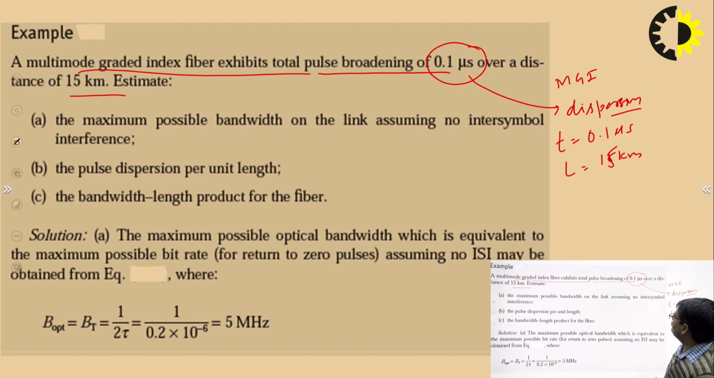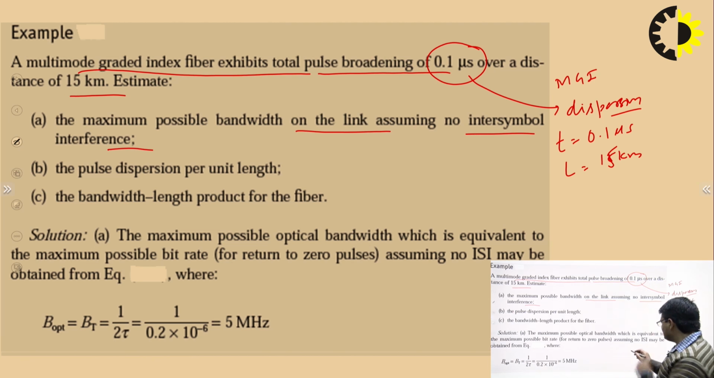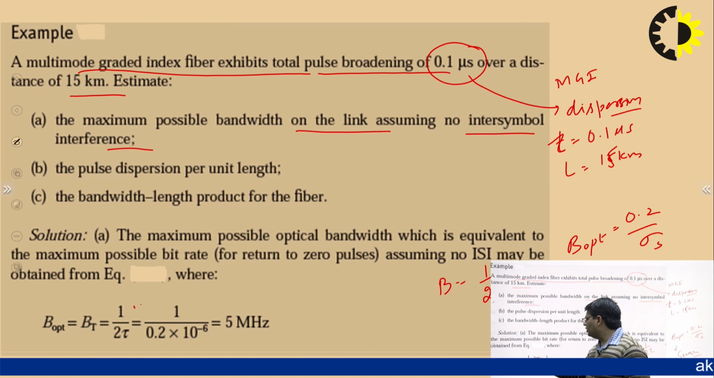So we have to calculate the maximum possible bandwidth on the link assuming no intersymbol interference. The maximum bandwidth is given as B equal to 1 upon 2 tau. In the case of a Gaussian pulse we can take the optimum bandwidth as 0.2 over sigma, where sigma is the RMS pulse broadening. If we take the RMS pulse broadening and the pulse as Gaussian, then the formula used will be this one. So simply the optimum bandwidth will be 1 upon 2 tau.